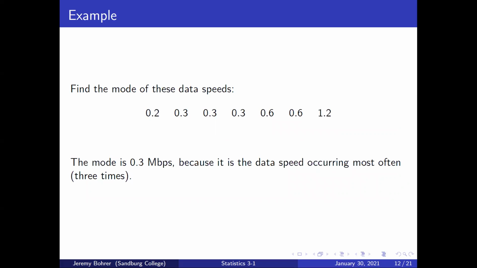Find the mode of these data speeds: 0.2, 0.3, 0.3, 0.3, 0.6, 0.6, 1.2. The mode is 0.3 megabits per second because it is the data speed occurring most often, 3 times.